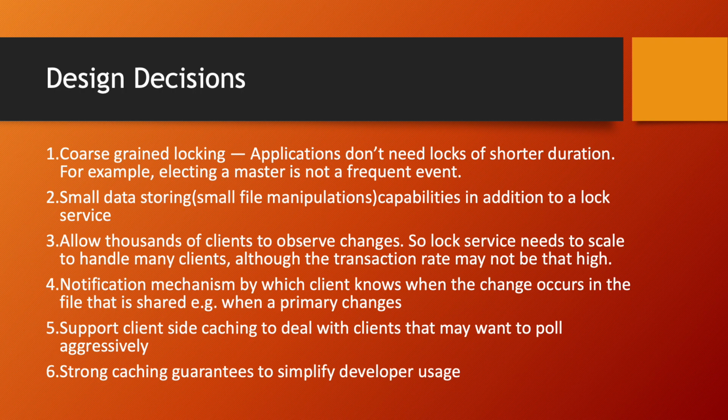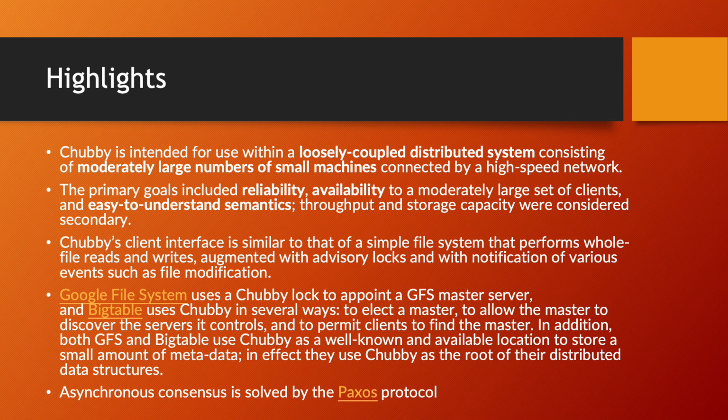Third, a notification mechanism by which clients know when a change occurs in a file that is shared, for example when a primary changes. Basically, support client-side caching to deal with clients that may want to poll aggressively. Strong caching guarantees to simplify developer usage. Here are some of the highlights.